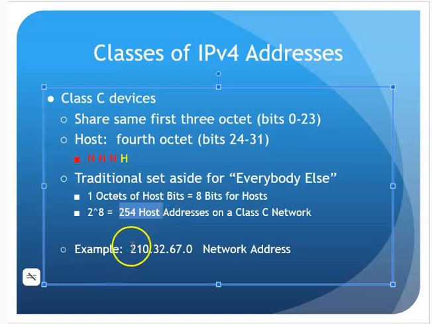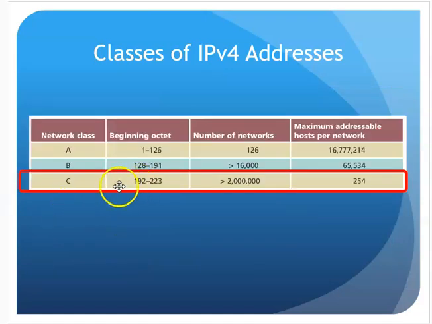So if I looked at the number 210.32.67.0, this first number here lets me know it's a Class C because it falls in the range of 192 to 223. Now, it will be worthwhile to commit these Class A, B, C first octet rules to memory. What I did was I basically said 1, 128, 192, and from that I could derive the range. So if that's a helpful tip, and also remember 127 is set aside.